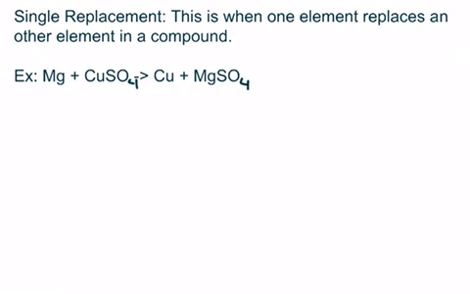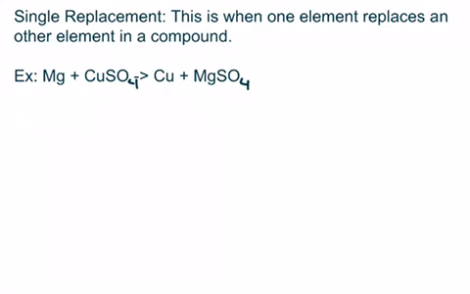The next reaction I'll be talking about is single replacement. This is when one element replaces another element in a compound. The example here is magnesium plus copper sulfate, but then the magnesium kicks out the copper, leaving magnesium sulfate.